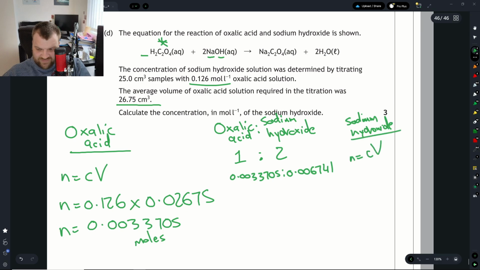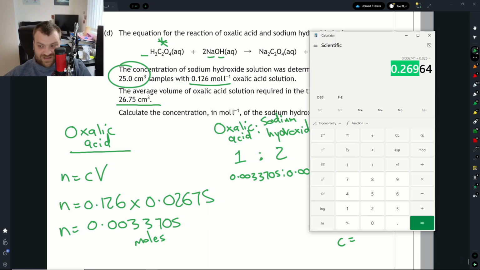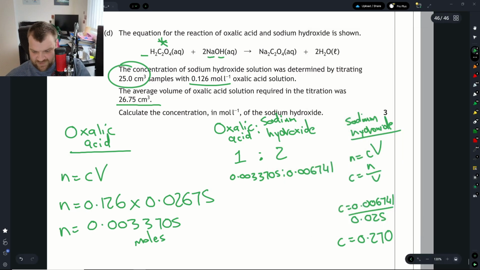If n equals CV, then C equals n over V. That equals 0.006741 divided by 25 centimeters cubed, or 0.025 litres. And then final act of the day, get that there. I would round it to 3 significant figures. The 6 will round up, so it will be 0.27 or 0.270. And that's going to be your moles per litre.